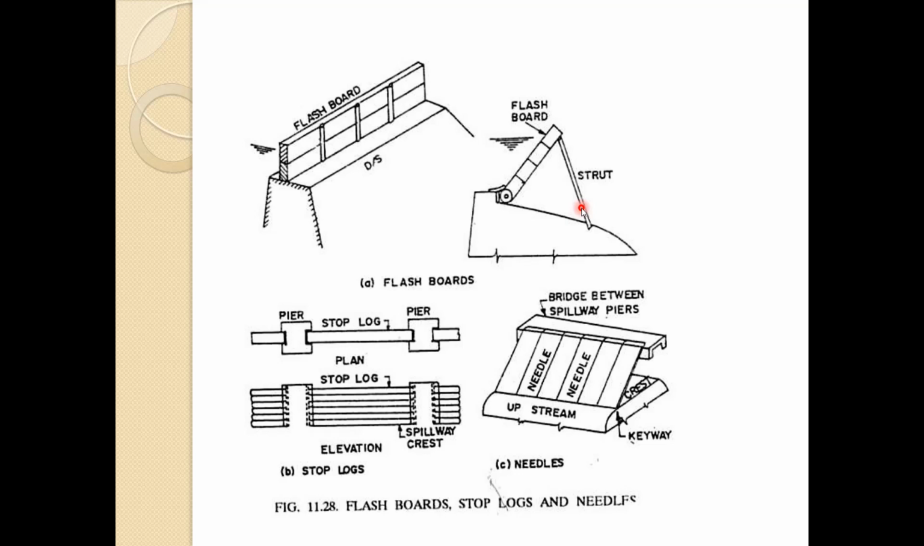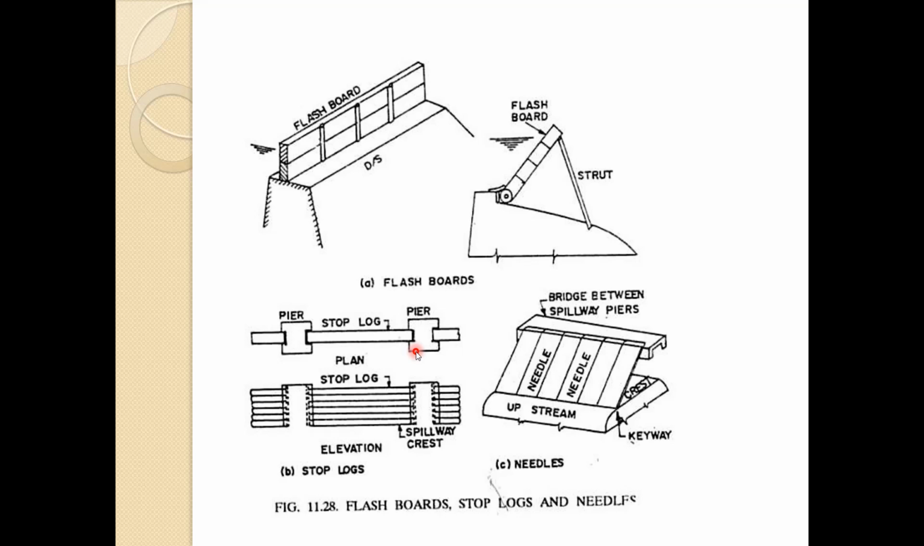Now the stop logs and needles. Here you can see stop logs and needles. These stop logs you might have seen in the gated weirs also. Likewise we have them in our region. The stop logs consist of wooden beams or planks placed one upon the other and spanning in the grooves between the spillway piers. They can be placed and removed either by hand or by a hoisting mechanism. Considerable time may be wasted in removing them if they become jammed in the slots. Leakage between these logs is also a big problem. They are therefore used in very minor works.